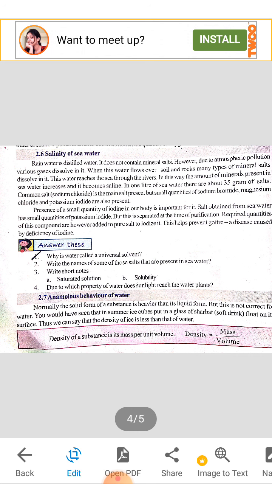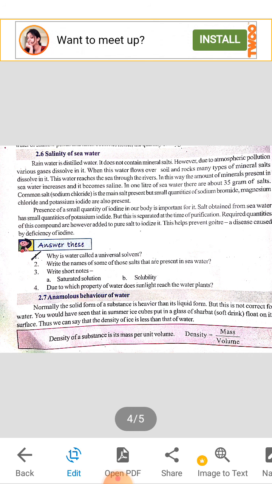Next, we'll come to topic 2.7, the anomalous behavior of water. Normally the solid form of a substance is heavier than its liquid form, but this is not correct for water. You would have seen that in summer, ice cubes put in a glass of sharbat or soft drink float on its surface. Thus we can say that the density of ice is less than the density of water.